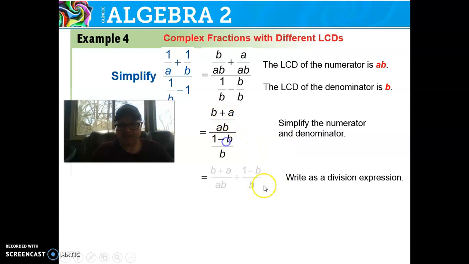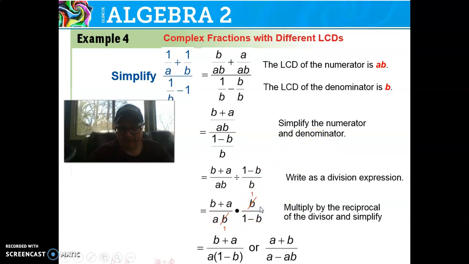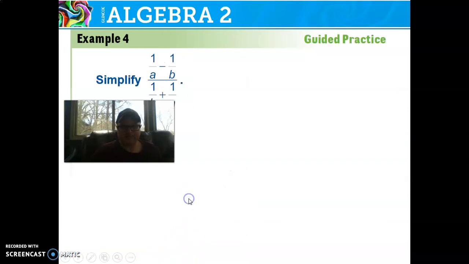So we take these two fractions, b plus a over ab, divided by 1 minus b over b. Then, to divide fractions, you multiply by the reciprocal. So it's going to be b plus a over ab times b over 1 minus b. We can cross-cancel the common factor of b, leaving us with b plus a over a times 1 minus b, or if you distribute the denominator, a plus b over a minus ab.